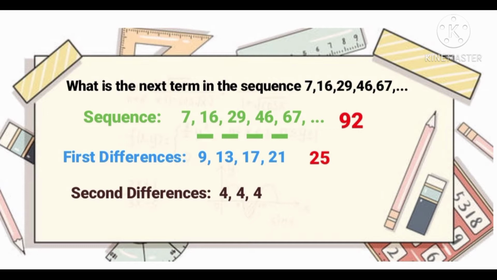Next example: what is the next term in the sequence 7, 16, 29, 46, and 67? So gagawin ulit natin yung kaninang ginawa natin. Yung first differences: 16 minus 7 is equal to 9, 29 minus 16 is equal to 13, 46 minus 29 is equal to 17, and 67 minus 46 is equal to 21. And hanggang sa nakuha natin yung kanilang common difference, which is yung second differences natin. So, ipag-add natin si 21 and 4 para maging 25, and 67 plus 25 para maging 92. Therefore, the next term in the sequence is 92.